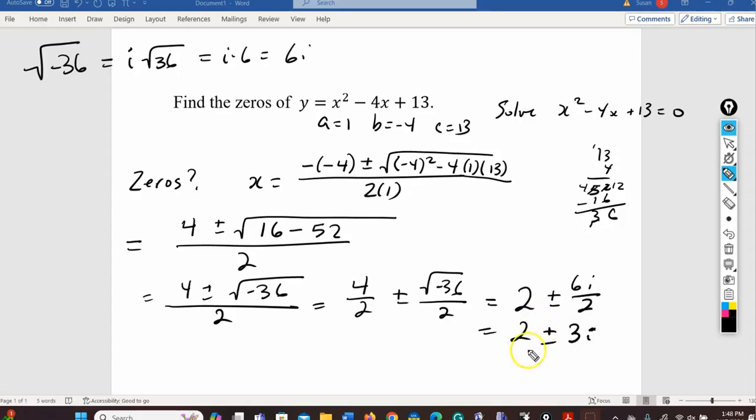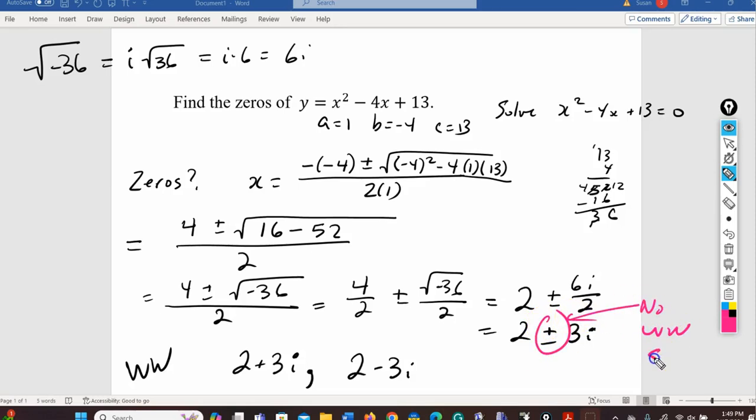Now there is no plus or minus symbol in WebWork. In WebWork, you have to write it as two separate answers. And so one of the answers is 2 plus 3i, which you can type in from your keyboard. And the other answer is 2 minus 3i. There is no symbol for this in WebWork, so you cannot type it in like that. You have to give it as two separate answers.